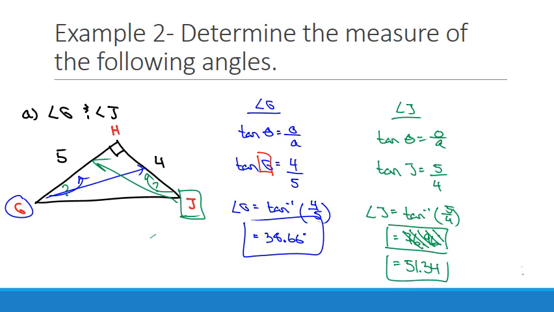Anyway, the other way I could have done this is using a triangle property that you may or may not know. The angles of a triangle always add to 180 degrees. We already know that angle H is 90 degrees. That means these two angles must add to the other 90. So we can always double check that. 38.66 and 51.34. I might just write that out. 38.66, 51.34. Add that up, and it adds up perfectly to 90.